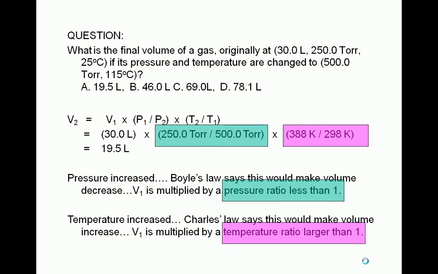A final note. Had the pressure decreased, we would have plugged in a pressure ratio that is larger than 1. And had the temperature decreased, we would have plugged in a temperature ratio that is less than 1.